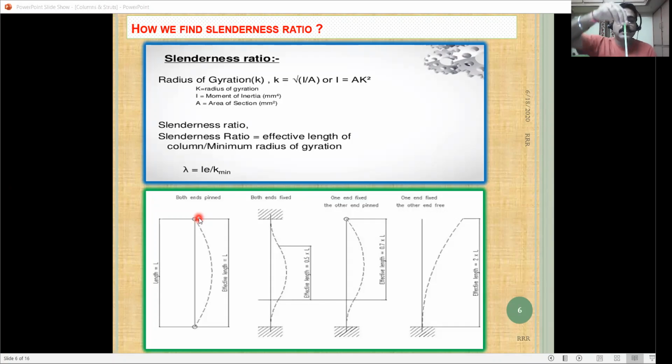So what happens here is both ends are pinned. That means rotation is possible. You can see that it can rotate like this or like this, but whenever a horizontal force is there, it will not move in this direction.